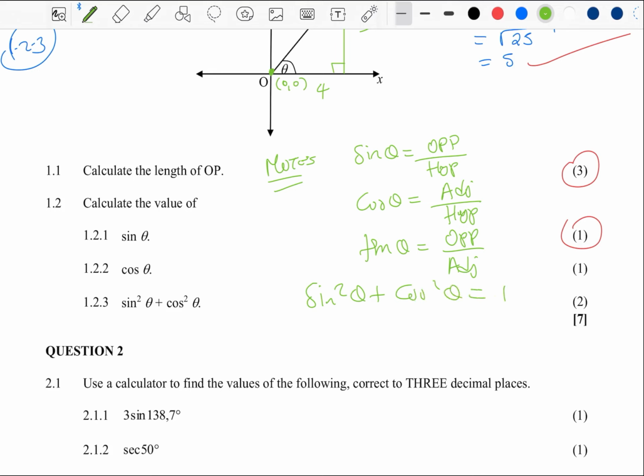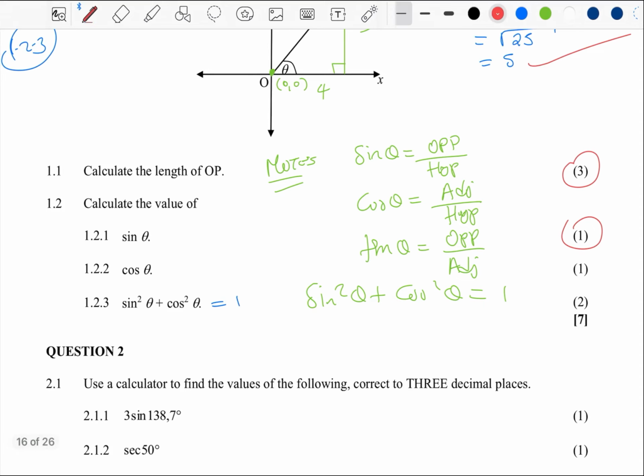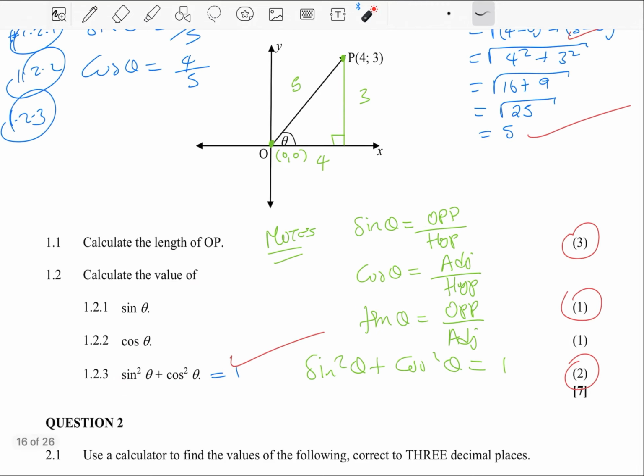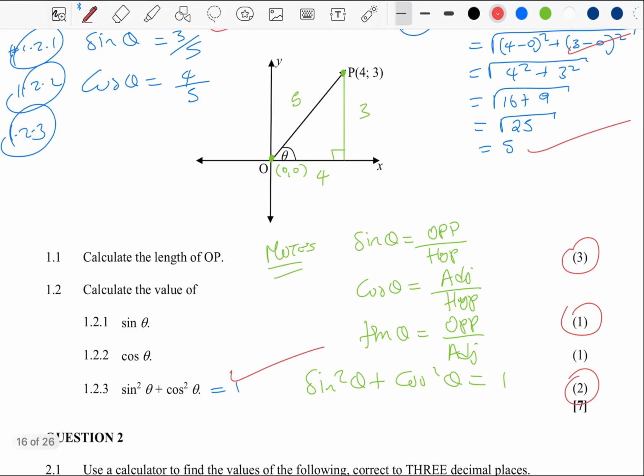theta is equal to 1. So if you write this as equal to 1, you get 1 mark. You won't get 2 marks. So to get 2 marks, you need to be able to replace this and then figure out how to get to 1, okay? So that's how you're going to do it. I want you to get 4 marks.